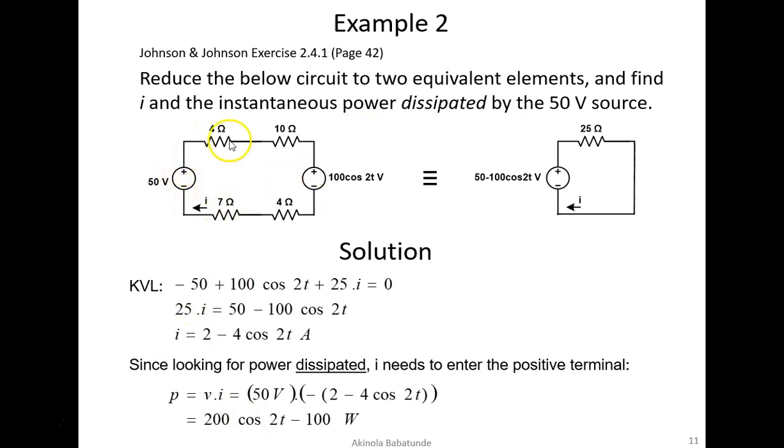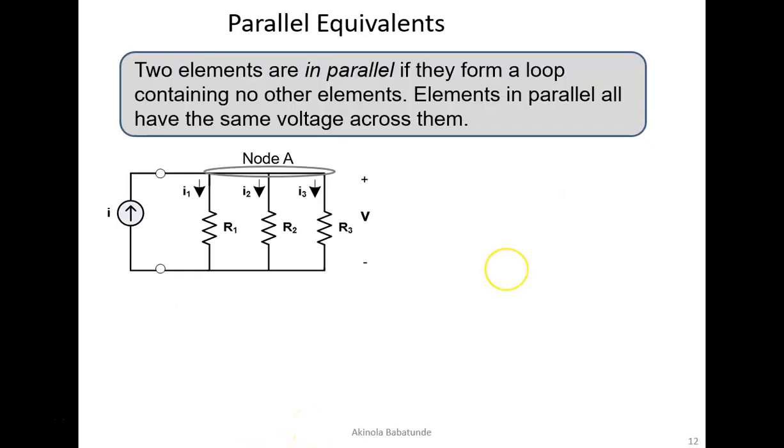I is exiting the terminal, but if we are going to enter the positive terminal of the 50 volt source, I becomes minus I for power consumed, dissipated or absorbed. So minus I then gives us minus into bracket 2 minus 4 cos 2t. If you multiply this out and expand the brackets, we will be left with power equal to 200 cos 2t minus 100 watts. Our next discussion will be on parallel equivalent.